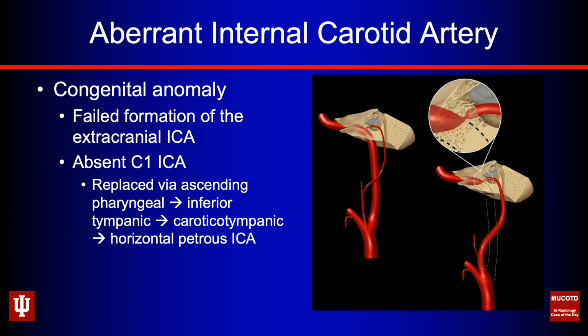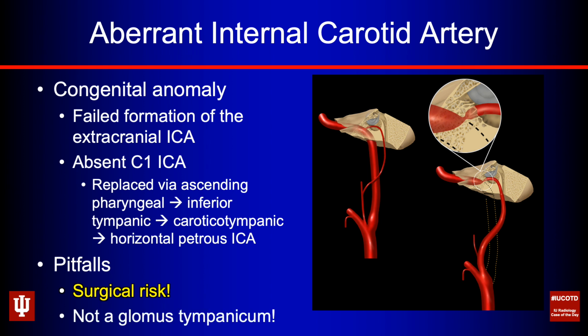an exuberant growth and replacement via the ascending pharyngeal artery up to the inferior tympanic and then to the carotid-tympanic segment that you can see coursing through the T-bone. And that is what hooks into the horizontal petrous ICA. I'll show you some more images of that in a second, but just know that you have an absent cervical ICA, and that's replaced via the ascending pharyngeal to inferior tympanic to carotid-tympanic before it junctions back in with the horizontal petrous ICA. This is important because this is a surgical landmine that you do not want to send the patient into surgery without being reported, okay?